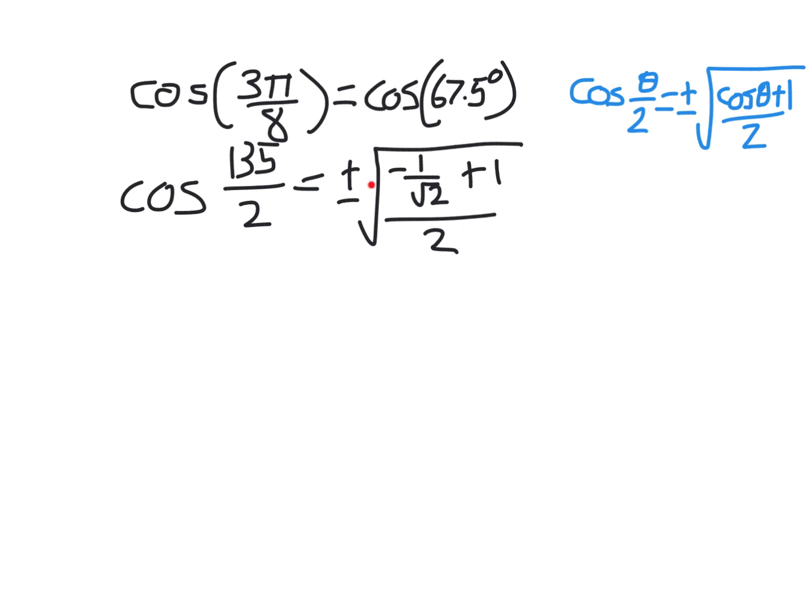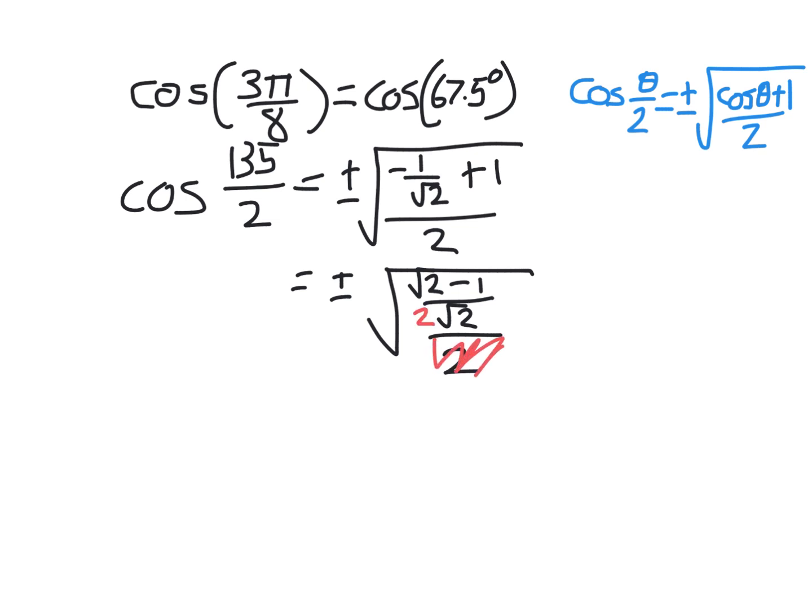Now we're just going to simplify this fraction. We're going to leave the denominator as it is and combine this into one fraction. So I'm going to write this as root 2 over root 2. Then I get root 2 minus 1 over root 2. Because we're dividing by root 2 and dividing by 2, I can just do that in one step. We're dividing by 2 root 2.